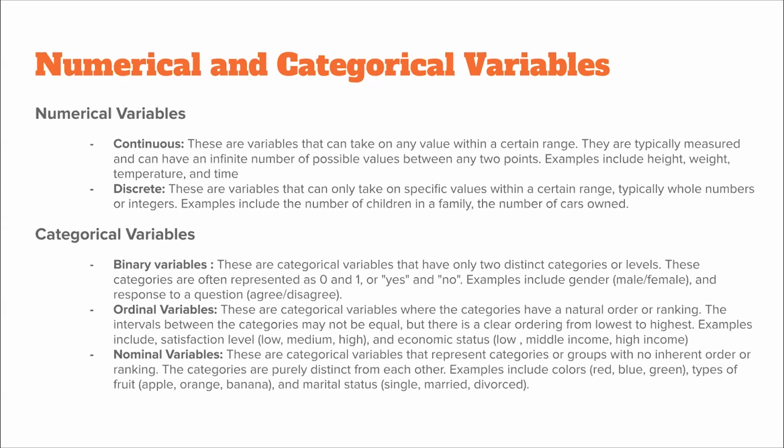Another type of numerical variable is the discrete numerical variable. Discrete variables can only take on specific values within a certain range, typically whole numbers or integers. Examples include the number of children in a family and the number of cars owned. So think of characteristics of variables that can never be in decimals. Those are discrete numerical variables. You can't have 3.5 children. You can't have 2.5 cars. You can either have 1, 2, 3, 4, but you can have 2.5 or maybe 4.5 for height or weight. Those are numbers that can take on decimal places.